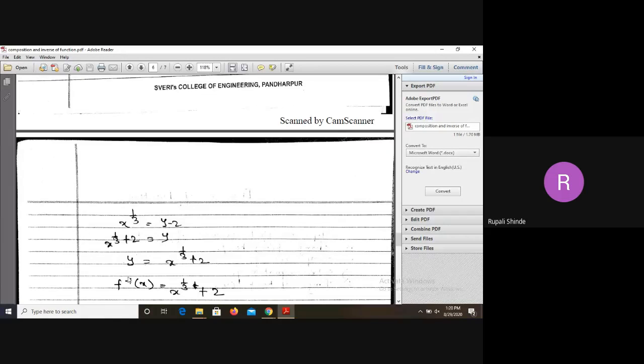Again, we want to obtain this equation in terms of y only. So this minus 2 becomes plus 2 here. That's why y is equal to x raised to 1 by 3 plus 2. This is the equation in form of y only. Now we apply the last step, that is we replace this y by f inverse of x. That's why f inverse of x is equal to x raised to 1 by 3 plus 2. So this is the inverse for the given function.